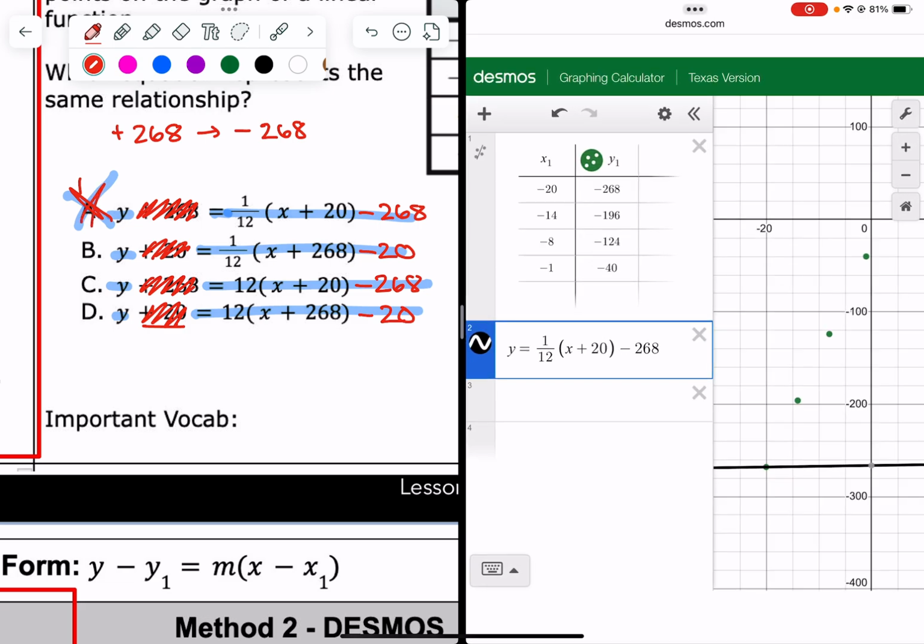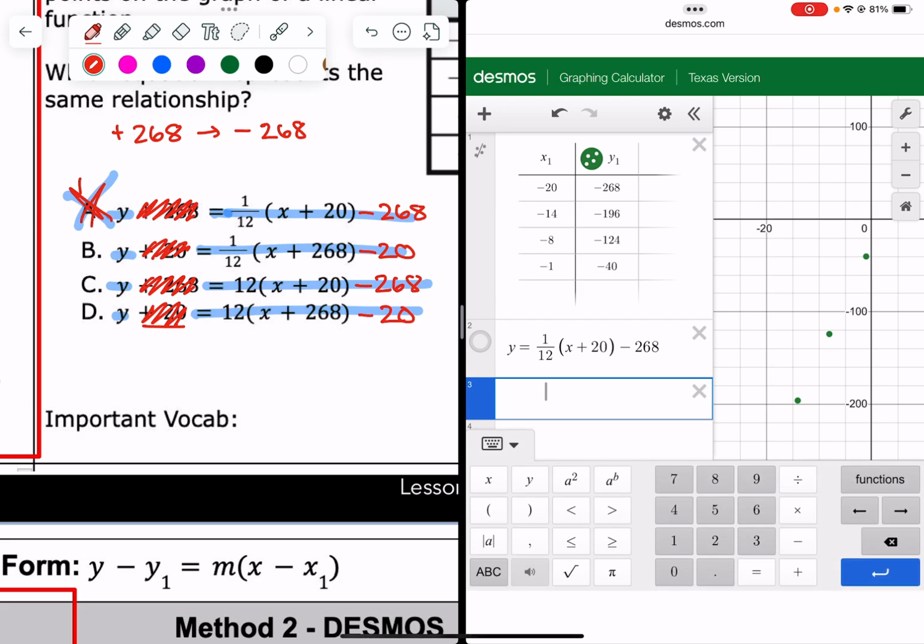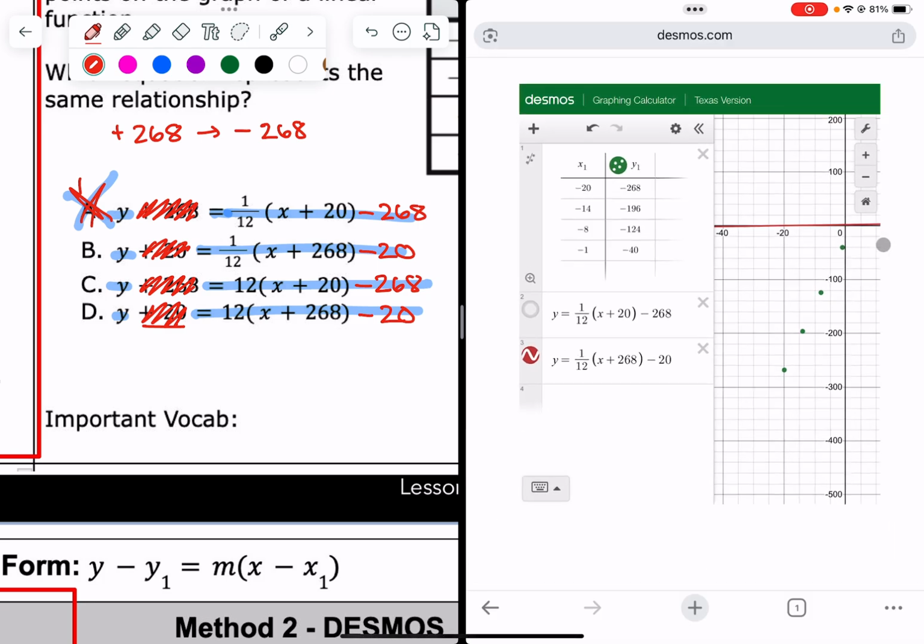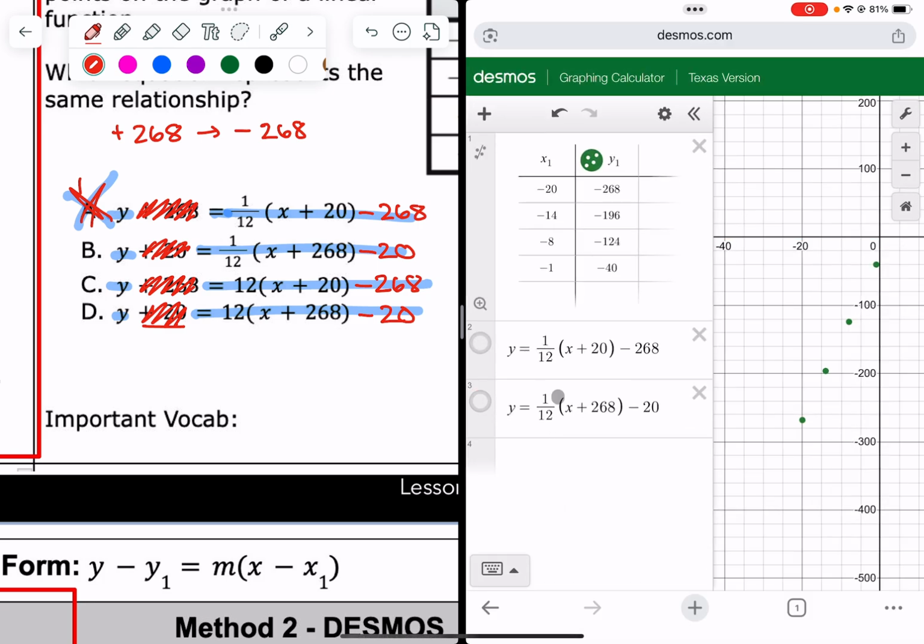So now let's try B. I'm going to take the color off. So if you just click where the color's at, you can take it off. B says y equals 1 over 12 x plus 268 minus 20. And that only touches 1 point. No, not even 1 point. It touches none of the points. So that can't be my answer either.